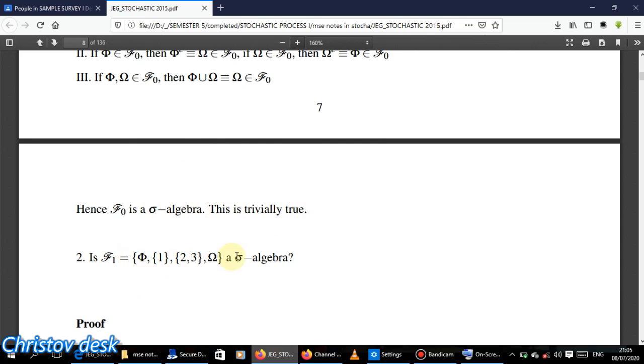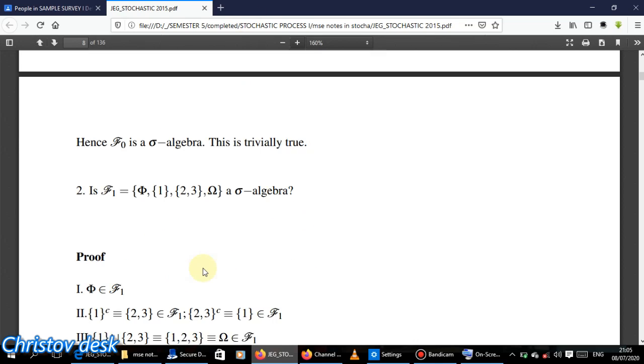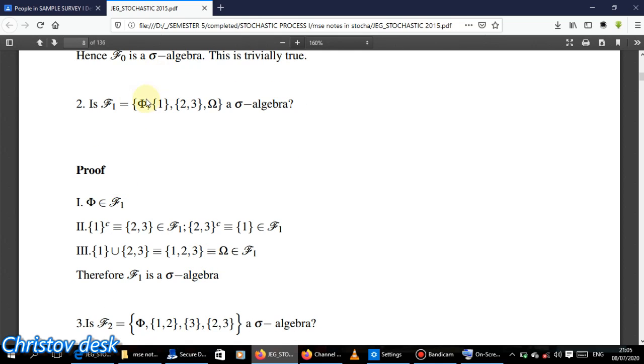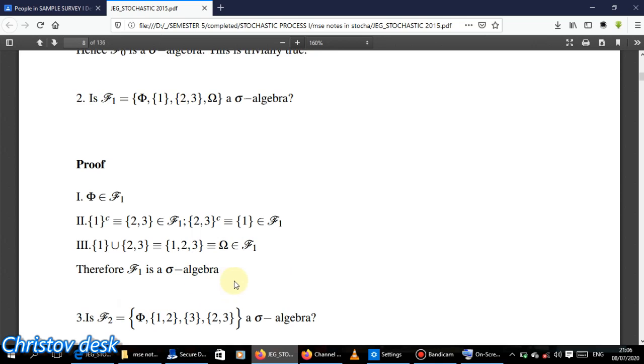Now it's asking, is F1 a sigma algebra? You have to compare using the conditions. Per the conditions, the empty set is there. The complement of 1 is 2 and 3, which is there. The complement of 2 and 3 is 1, which is in F1. When you take the union of 1 and 2 and 3, you get 1, 2, 3, which is there. Therefore F1 is a sigma algebra.